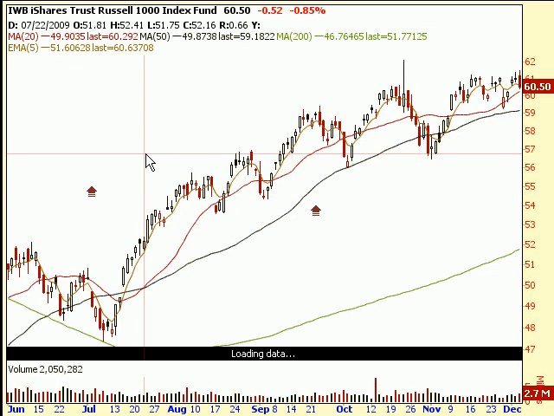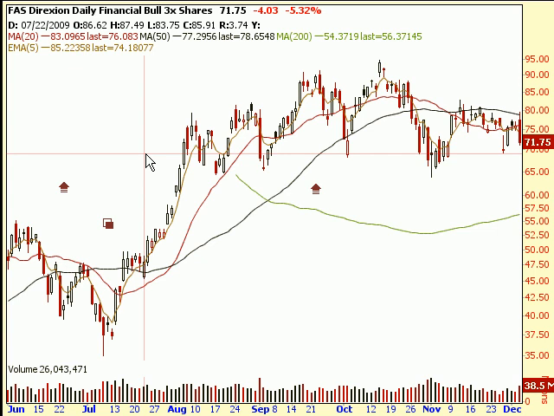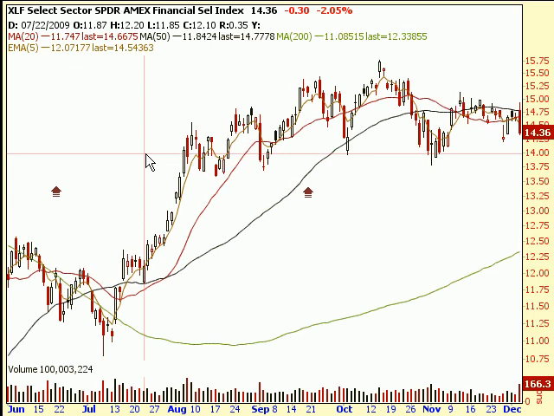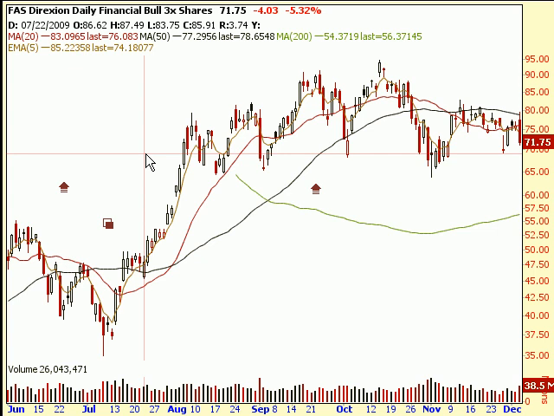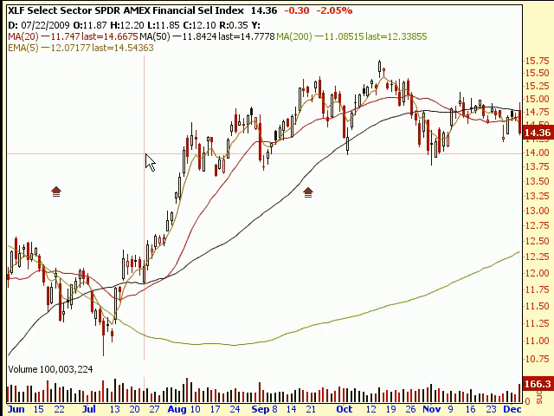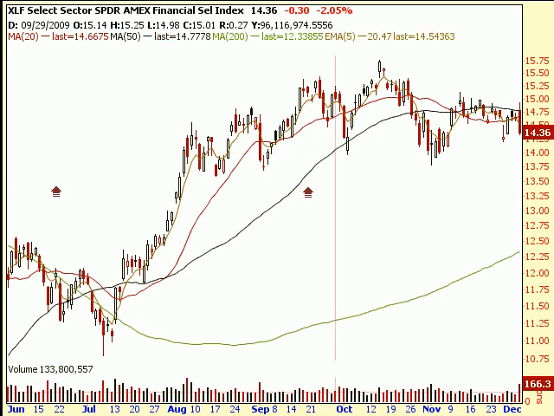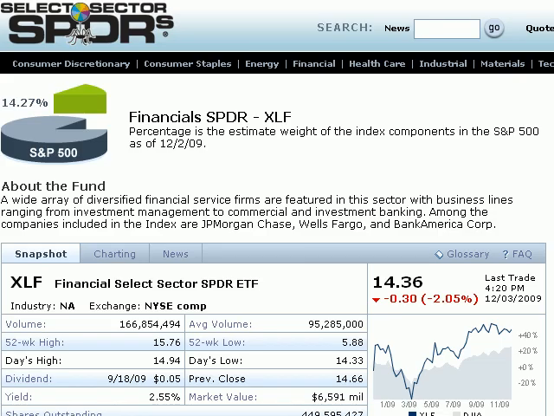So here's FAS again. Now keep this chart in mind. If we flip over and look at the XLF, you'll see that the XLF looks just like this. Well, isn't that strange? FAS, XLF. That's really weird. Those two charts look very similar. However, the XLF is supposed to be a spider based off of the S&P 500, certainly not off of the Russell 1000.